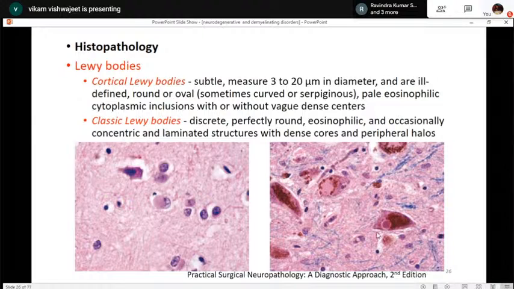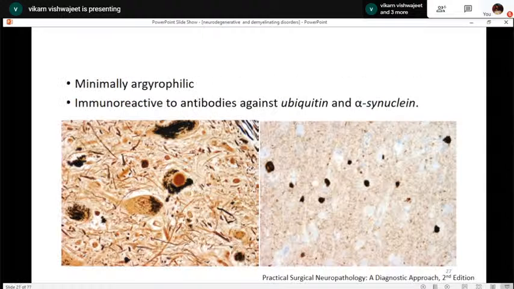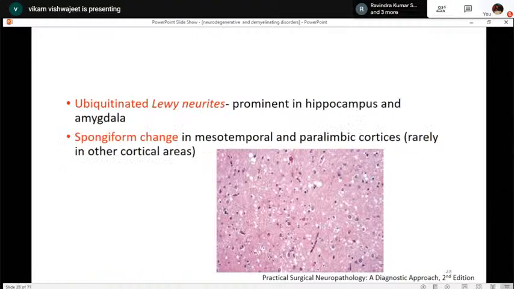You can see in this neuron, perfectly round, eosinophilic, and occasionally concentric and laminated structure with dense core and peripheral halos. These Lewy bodies are minimally argyrophilic, and they are immunoreactive to antibodies against ubiquitin and alpha-synuclein. In addition, histopathology in these cases can also show ubiquitinated Lewy neurites, which are mainly seen in the hippocampus and amygdala. Spongiform changes can also be noted in mesotemporal and paralimbic cortexes.